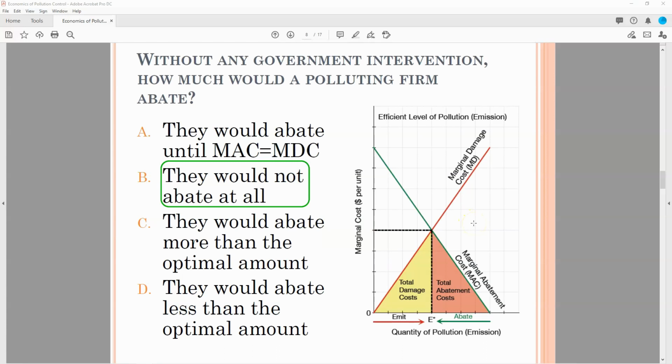They only care about their product profits, right? And without government intervention, they will only care about this line, the marginal abatement cost curve. When they abate nothing, their cost at this point would be almost zero. When they abate more, the marginal abatement cost would be much higher for them. So from their perspective, there would be no willingness to pay to reduce the pollution without government intervention.